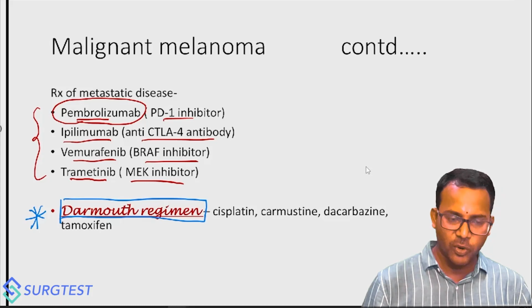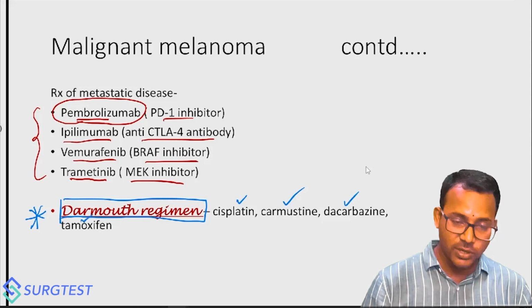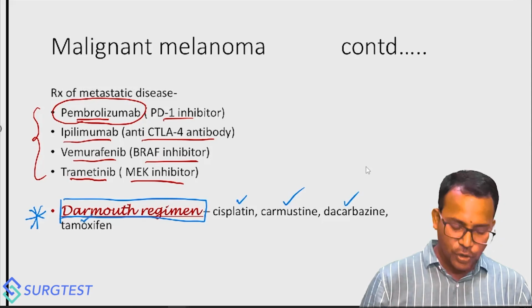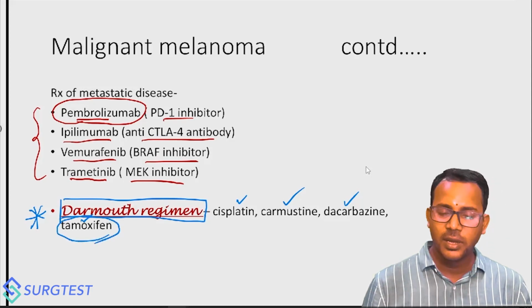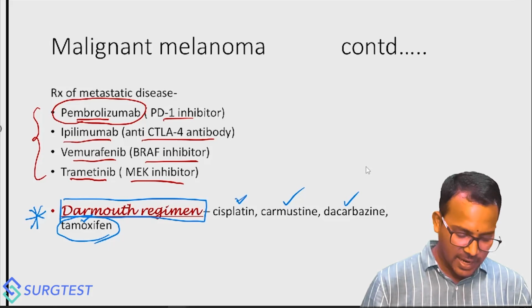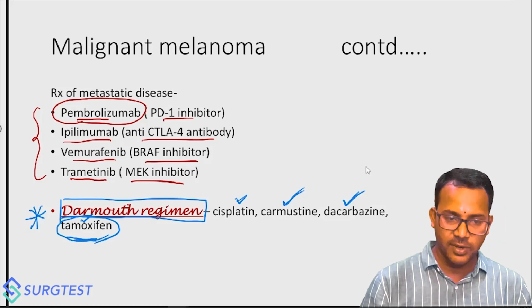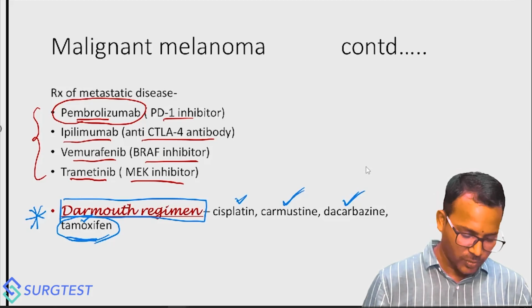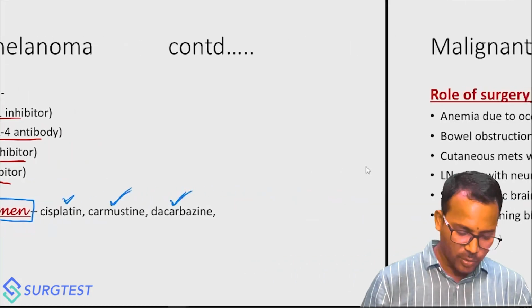So what is this Dartmouth regimen? This Dartmouth regimen is a combination of cisplatin, carmustine, dacarbazine, and tamoxifen. In them also, you try to understand that tamoxifen is not at all a chemotherapy drug, it is a hormonal drug. Okay, so you have cisplatin, you have carmustine, you have dacarbazine along with tamoxifen. So 3 plus 1, 4. A total of 4 drugs are used in the Dartmouth regimen.